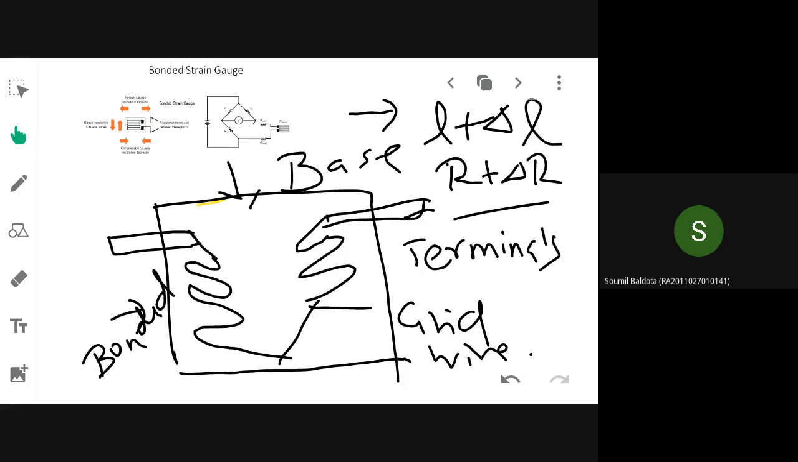Yes, ma'am. Why is that called bonded? What can you say about the constructional details of a bonded strain gauge?